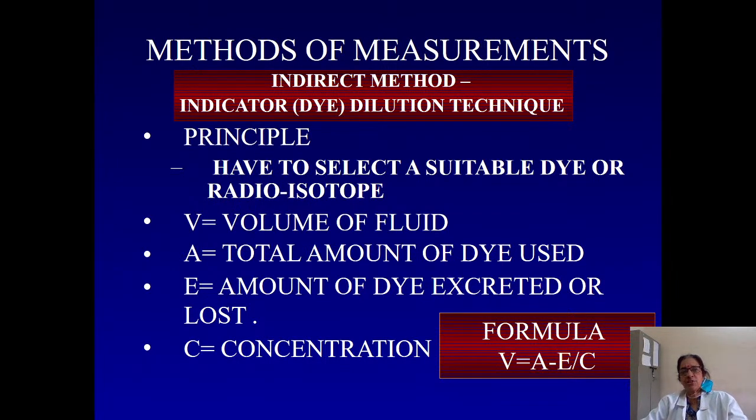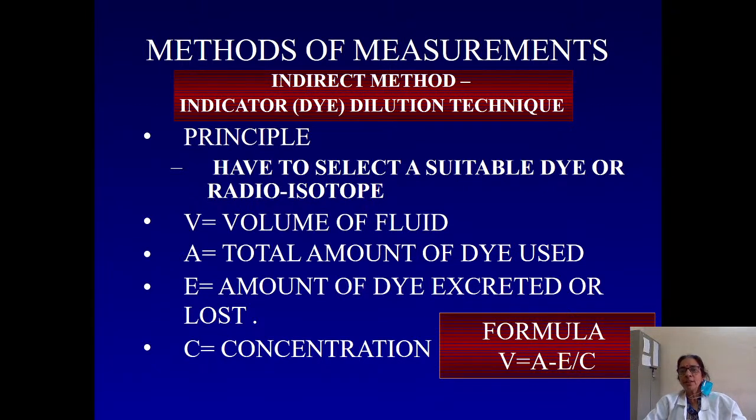C is the concentration. So we take out about 1 ml of blood and see how much concentration is there in that 1 ml. The total dye I have injected is, suppose, about 35 milligrams. So the 35 milligrams would have gone into how much volume? That is how we calculate the volume. If the dye is not getting excreted, V is equal to A by C.